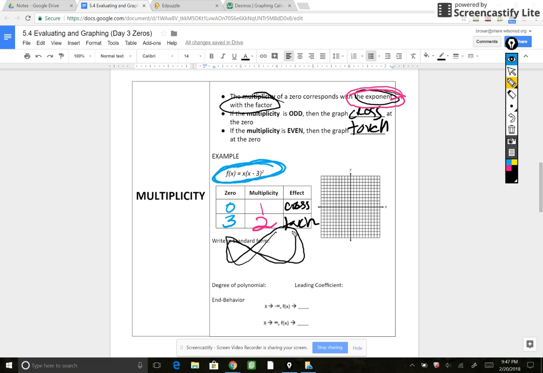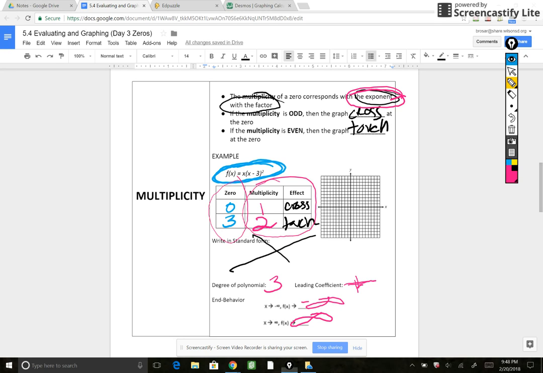We're going to skip writing it in standard form, so put a, oops, that looks like our infinity sign. It doesn't mean to be infinity, just put an x there. So the degree of the polynomial would be 1 plus 2, so that's 3. The leading coefficient is going to be positive because the x and x are both positive. So if my degree is odd and my leading coefficient is positive, that means I'm going to be going down and then up. So use your rules. So here are my zeros, here are my multiplicities, and then here's my end behavior.